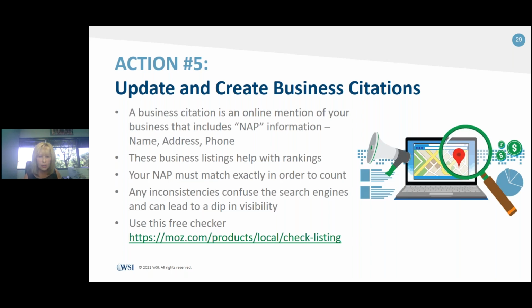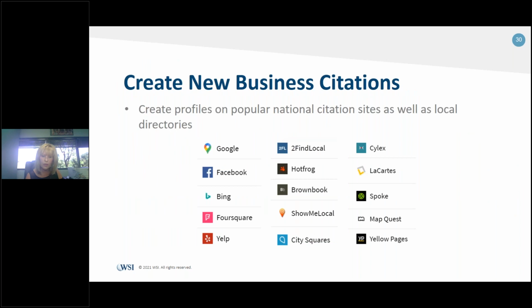They're going to see that as two separate businesses, and all these citations or listings aren't going to count. So you have to be consistent. On this slide, there's a free checker. You can go to that link later and put in your business name, and it's going to show you all the citations or business listings that it finds on the web and how you're listed. So you'll be able to see on that checker whether you have any inconsistencies.